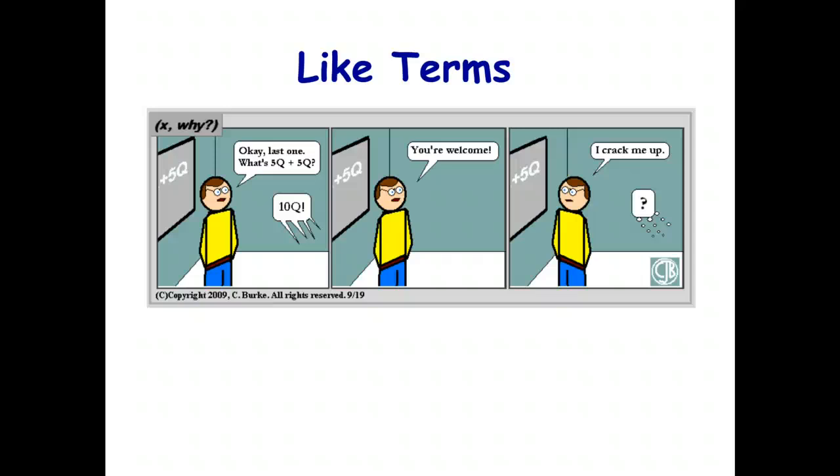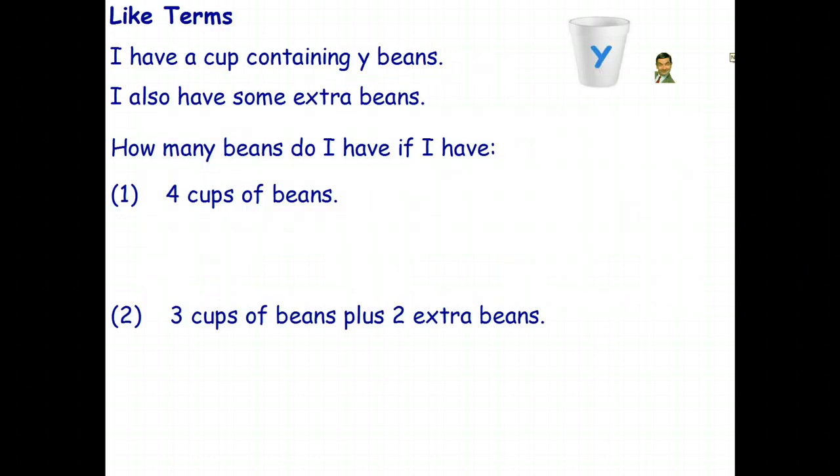G'day students. In this video we're going to teach you about something called like terms, and then how we can add and subtract like terms. We're going to start with looking at some cups. I've got a cup containing Y beans. Again, we don't know how many beans are in there, so we just call it Y. I also have some extra beans, and there's one of them over there.